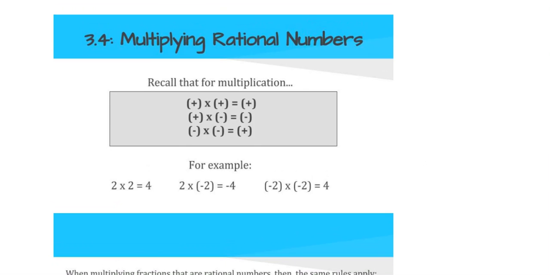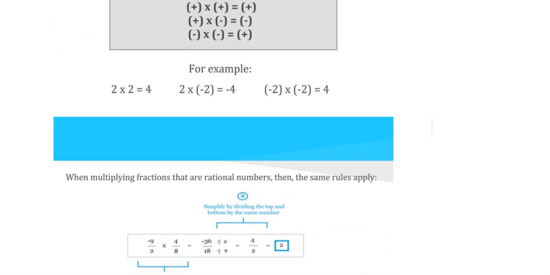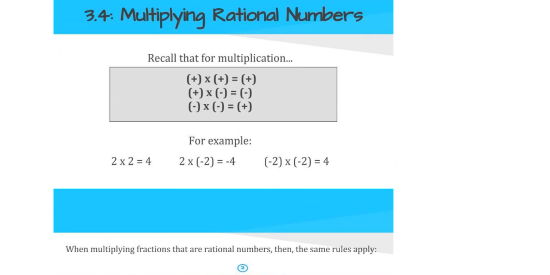All right, so 3.4, multiplying rational numbers. Okay, so just as a little bit of review, it's going to be important now to remember our rules here, where a positive times a positive is a positive. Same as you guys have been doing forever, right? When you multiply things like positive, positive would just come out positive. If you have a positive times a negative, that's going to come out negative, right?